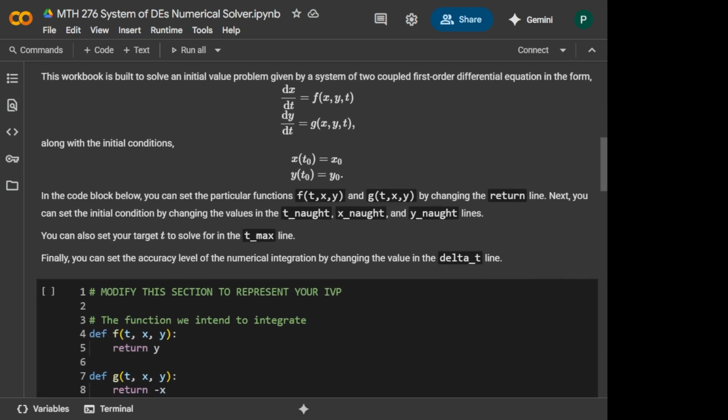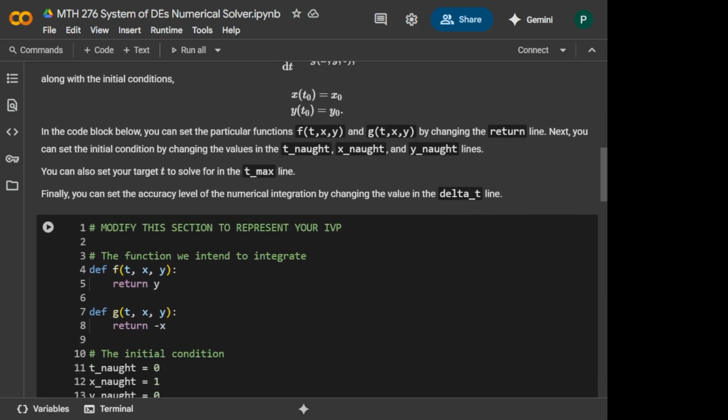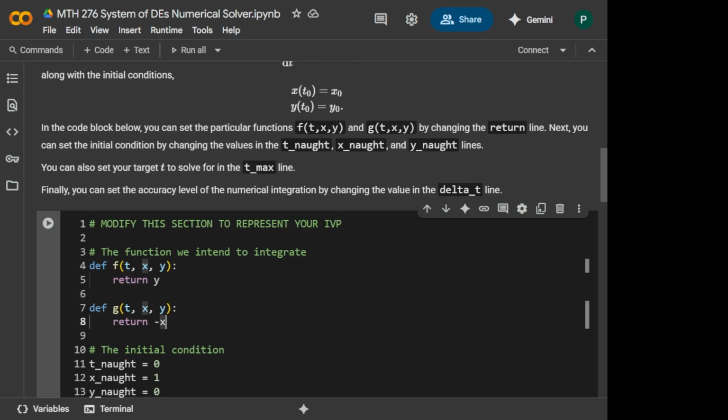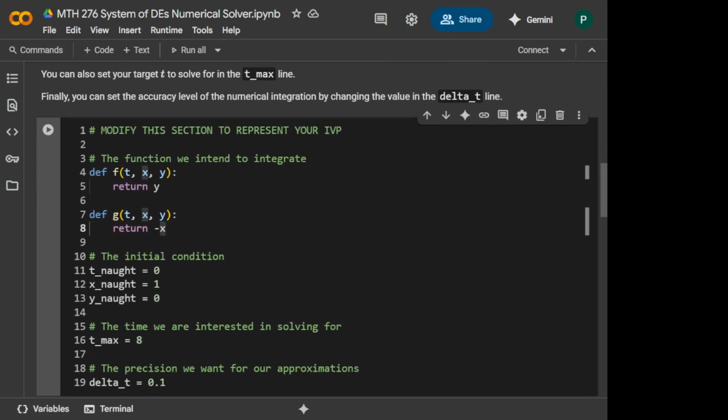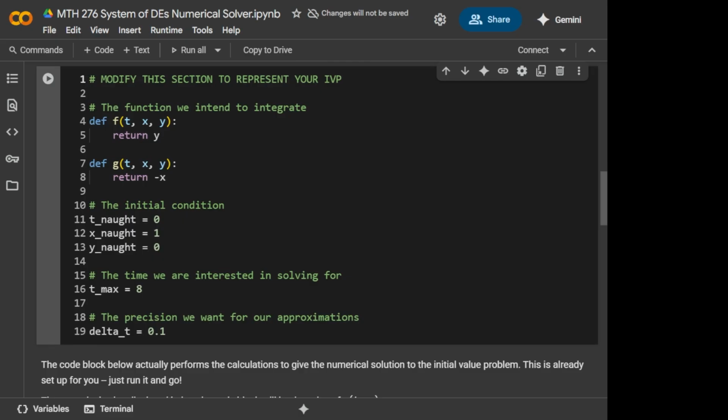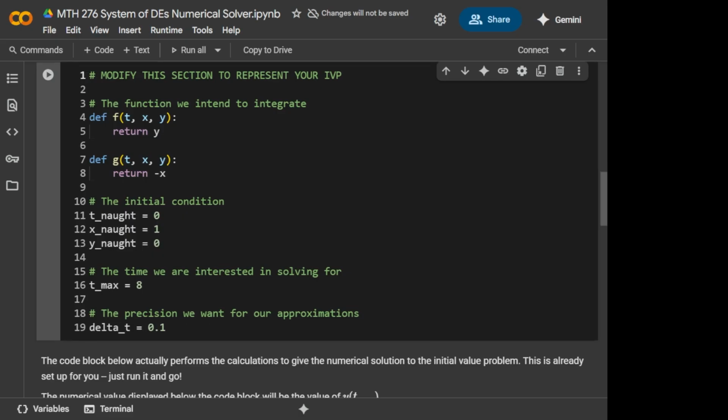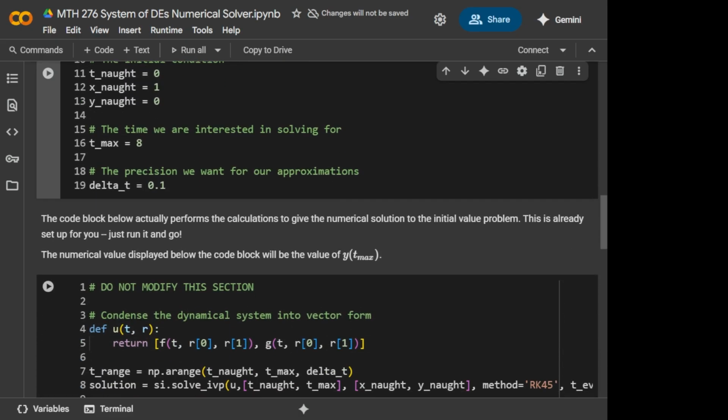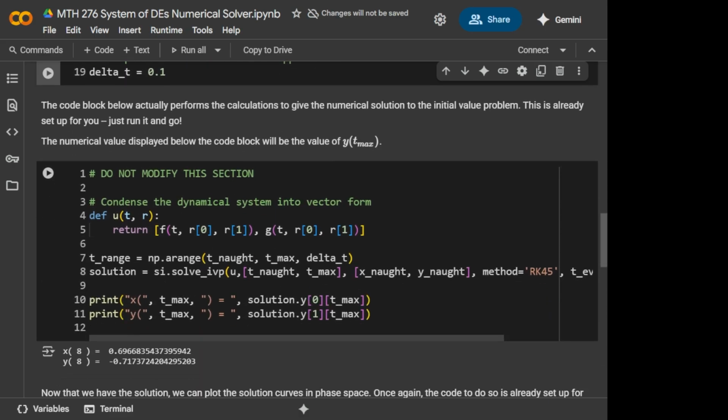We have our system, so instead of just an f, we need an f of x, y, and t. We need a g of x, y, and t. You can see here I have it set up. F is equal to y, so that's x prime equals y, y prime equals minus x. We have our initial conditions. At time t equals 0, I have here that x equals 1 and y equals 0. Same thing we've had before. We put in our value for the max value of t that we're trying to solve for. We put in our delta t, and then the rest of the code runs very similarly.